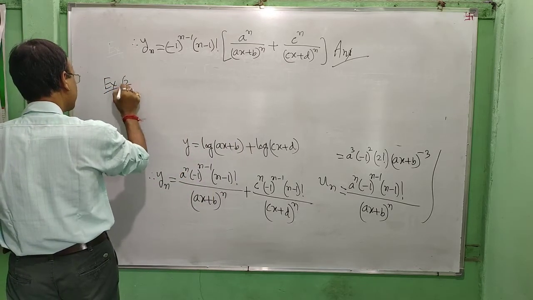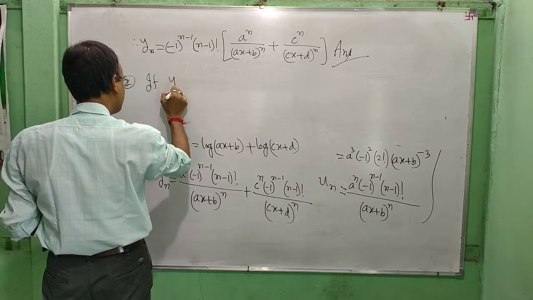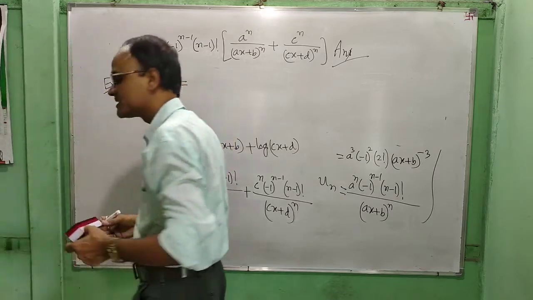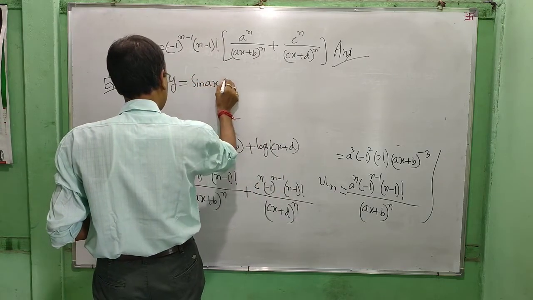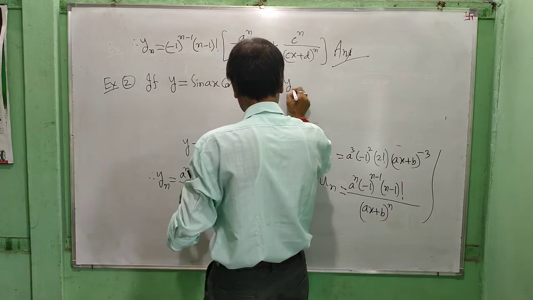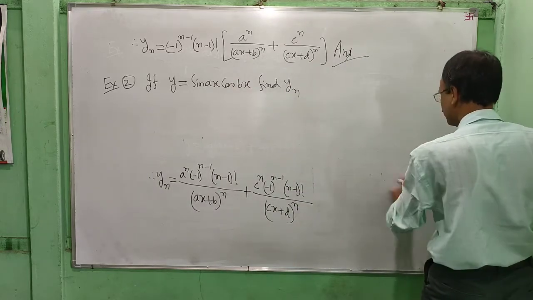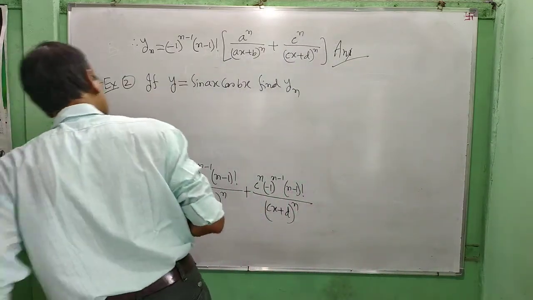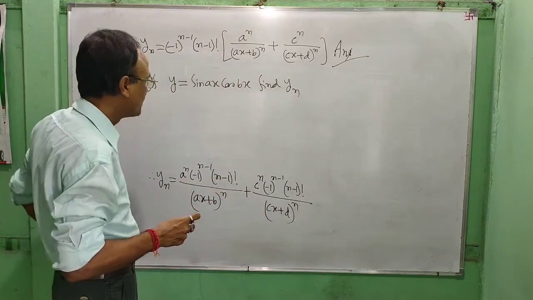Now, let us take example number 2. If y is equal to sin ax cos bx, find yn.